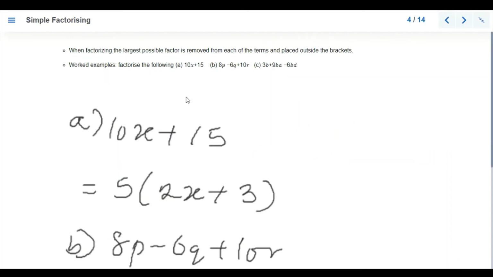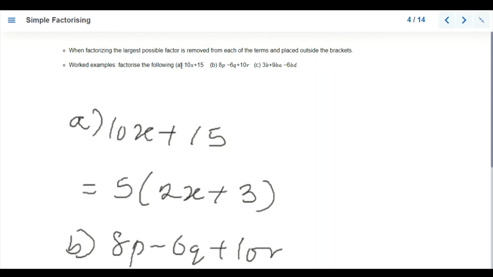Now simplifying, simple factorizing. When factorizing, the largest possible factor is removed from each of the terms and placed outside the bracket. So when you are factorizing, you consider the expression given and look at the common factors to each of them, then you remove it and place it outside the bracket.